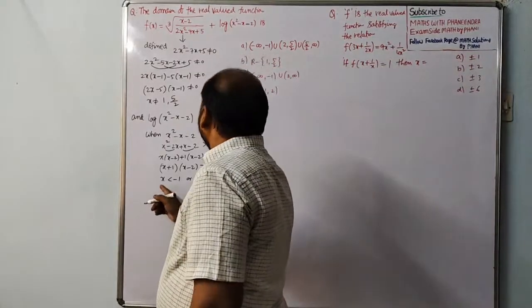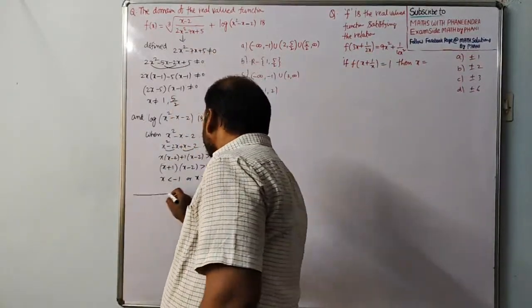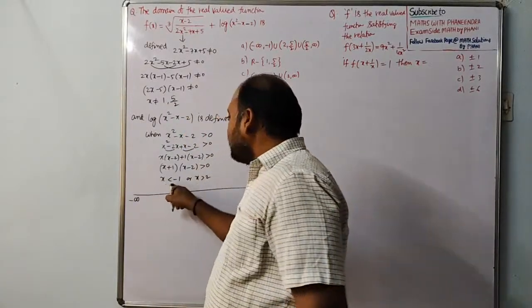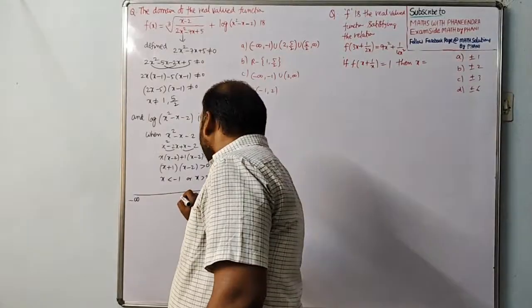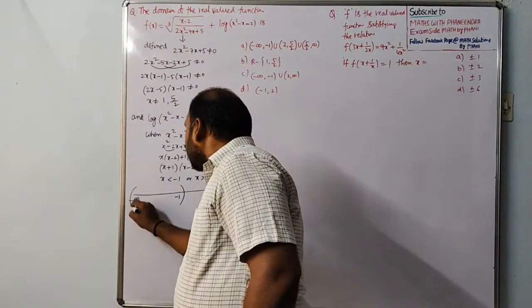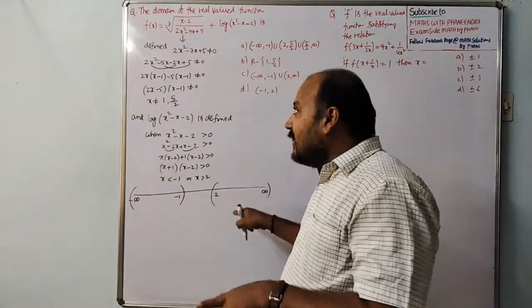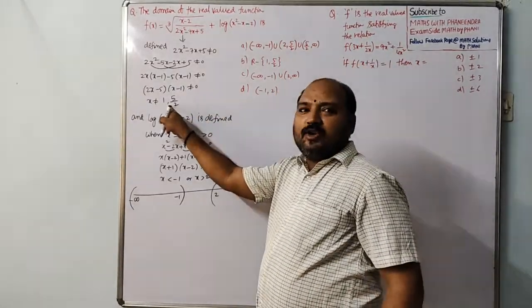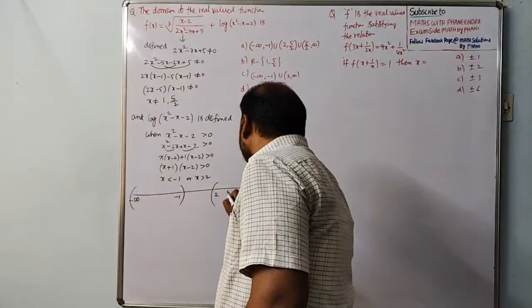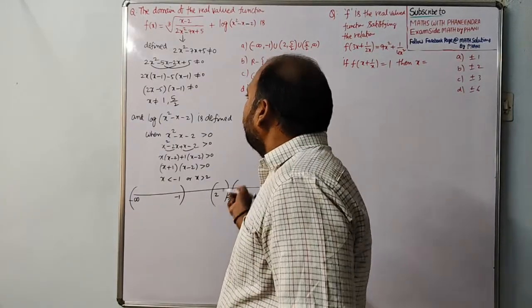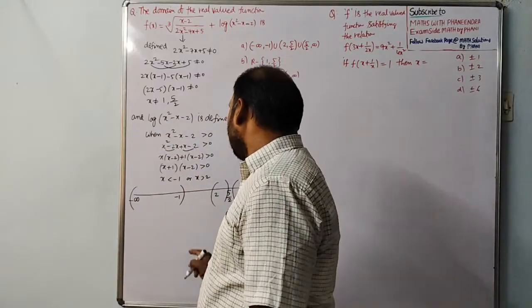Yeah. Now you can draw the real number line minus infinity to plus infinity. x is less than minus 1 means minus 1 will be here, minus infinity to minus 1. x is greater than 2, 2 will be here, 2 to infinity. In that, 5 by 2 is more than 2, no? So 5 by 2 here. 5 by 2 is not there. So other than 5 by 2. And 1 also not there. 1 value will be here.